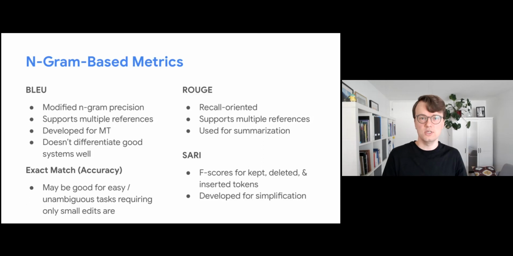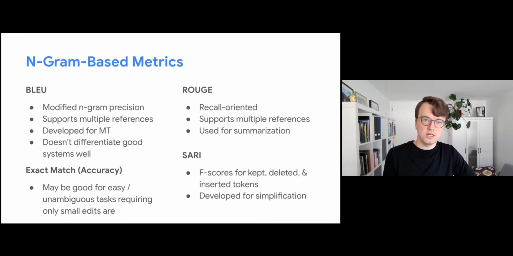And finally, I want to mention just the standard accuracy. So how often is your model output exactly the same as the target, or exactly the same as one of the targets in case you have many targets or many references? And obviously, this won't be suitable for things like summarization, where you have so many different ways to summarize a paragraph.